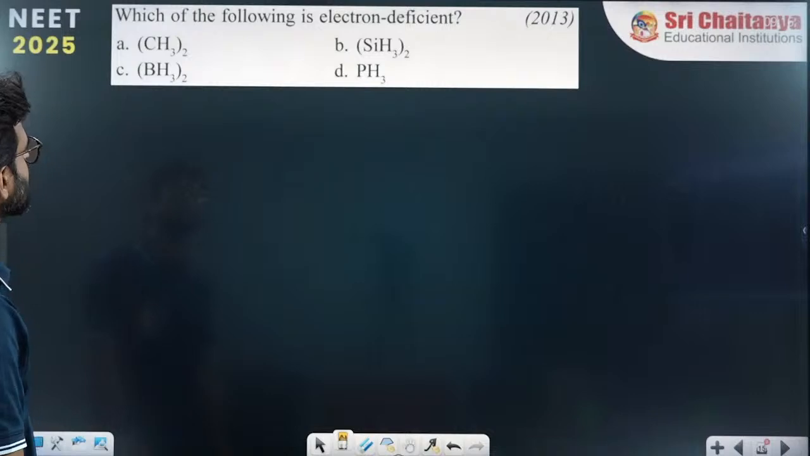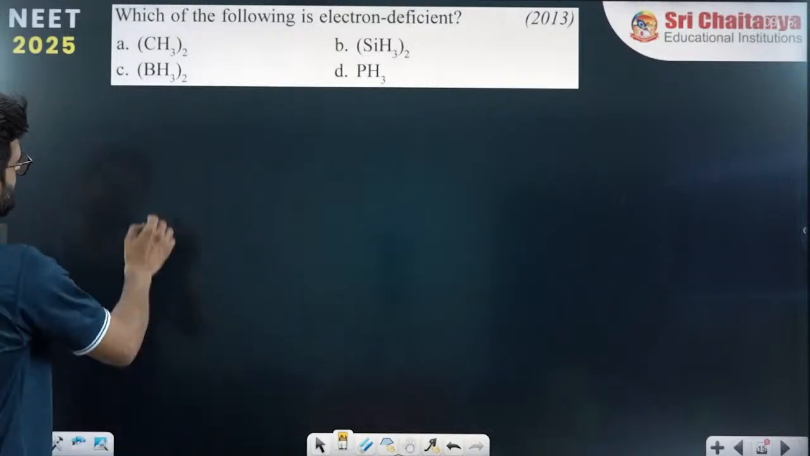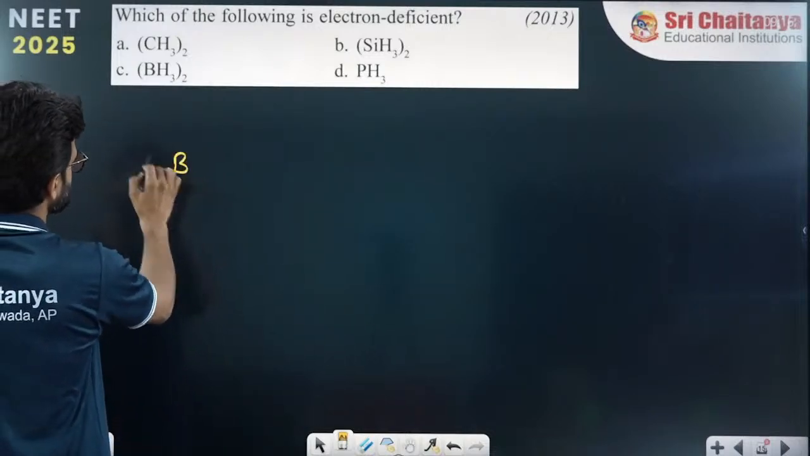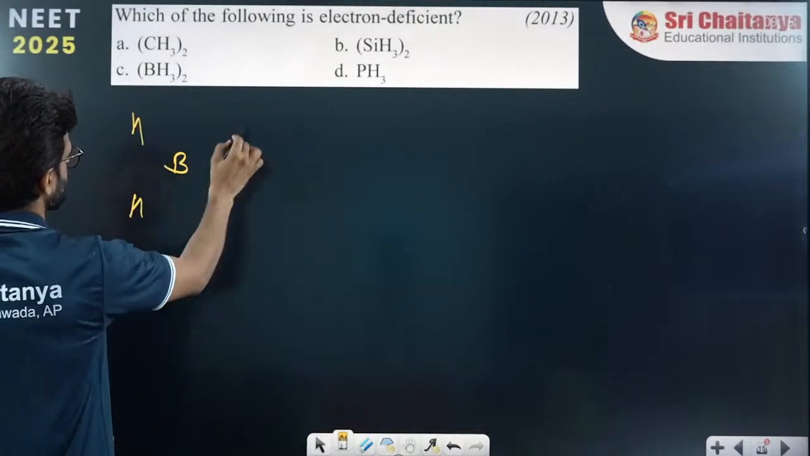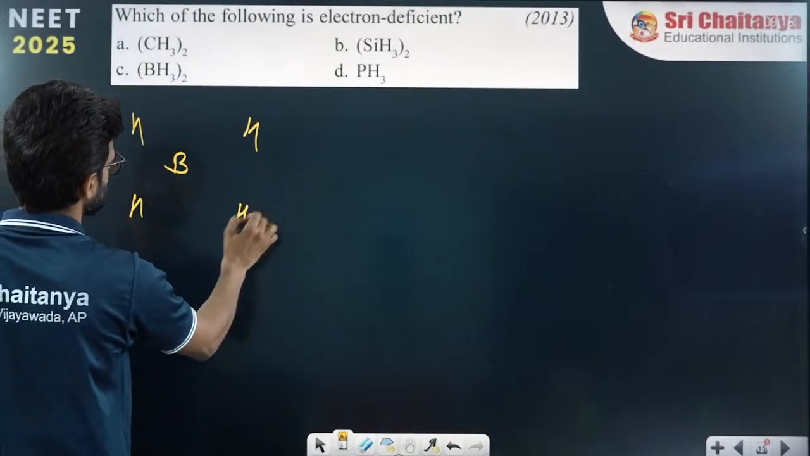Now, which of the following is electron deficient? If you remember diborane, it is like this: BH3 twice.